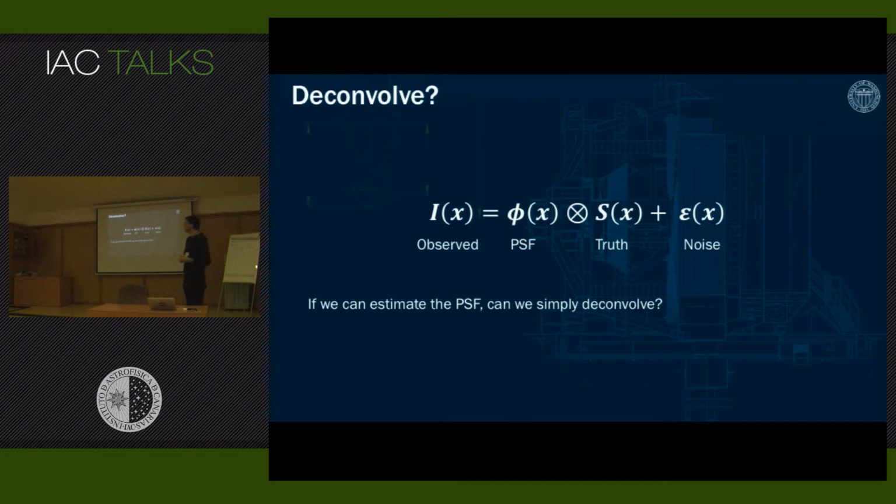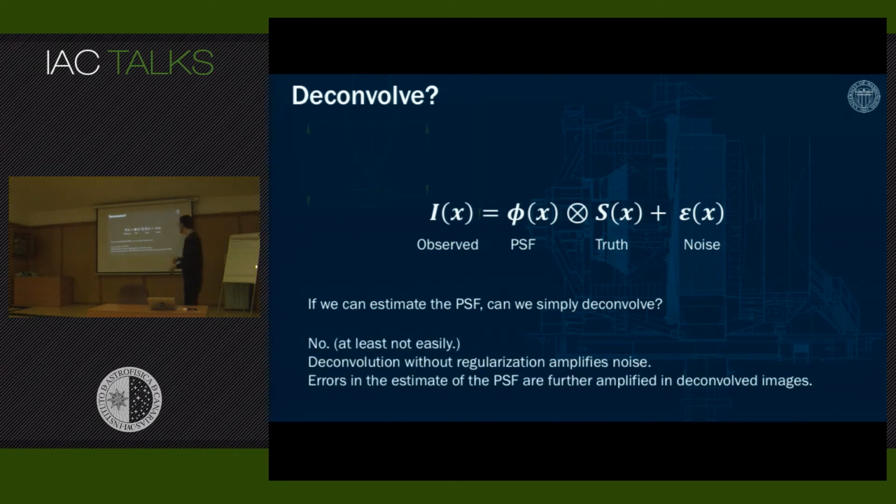One thing we could do is deconvolve, right? So I estimated my PSF. I now understand all of those effects. So I know what my PSF is at every point in the image. Why don't I just take that and deconvolve? Well, the answer is this would not be easy because of the noise term. Deconvolution without regularization would amplify the noise a lot. And then any errors in the estimate of the PSF will be further amplified in the deconvolved image. There's a lot of literature on that. I'm just going to state that without proof.